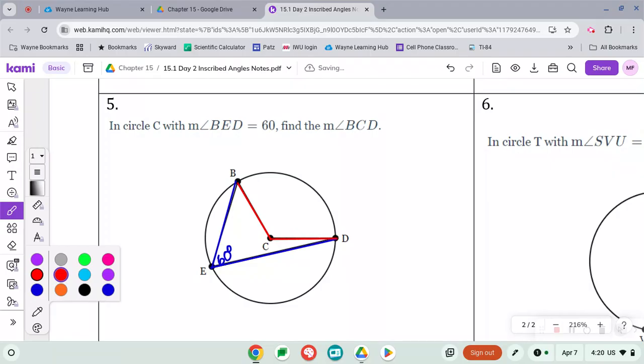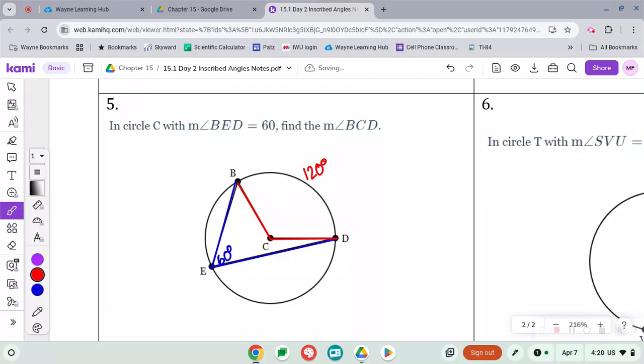Now, BED, what was originally given to us, is an inscribed angle because the vertex E is on the edge. BCD, what I highlighted in red, that is a central angle because the vertex is in the center. If I know the arc, I can find the central angle. I don't currently have the arc, but if I know this inscribed angle, do you see how they both start at B and end at D? If I take 60 times 2, that will tell me that this angle right here is 120 degrees.